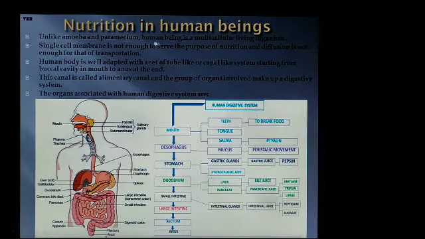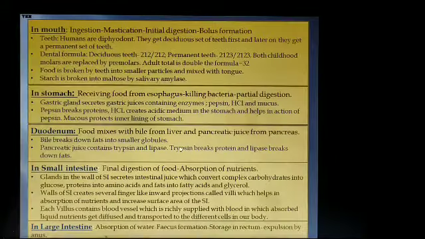We studied about the nutrition in human beings. Human beings have a well developed digestive system because simple diffusion is not enough for them, and cell membrane projection is not enough for them. So they have a well developed alimentary canal, and the group of organs make up the digestive system. This is the picture of the digestive system, which starts from the mouth and ends at the anus. The flow chart is very clear for you. You can observe, pause and watch.